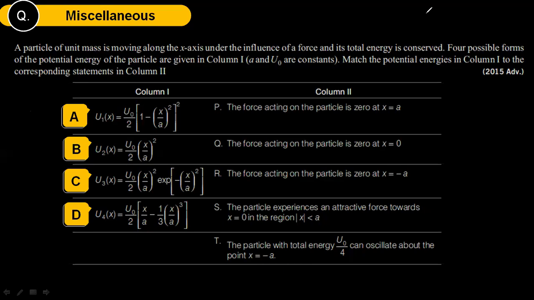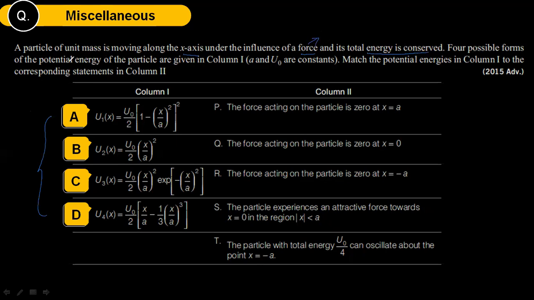Students, in this question, you will come to know the importance of mathematics in physics. For solving this question, check it: a particle of unit mass is moving along the positive x-axis under the influence of a force and its total energy is conserved. Therefore, you can treat this as a conservative force, right?